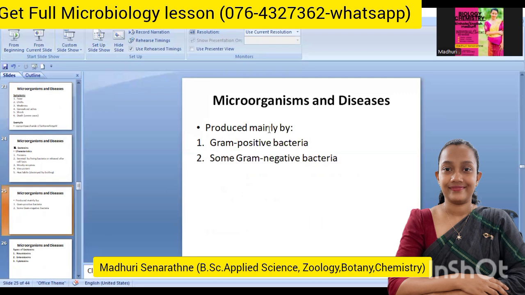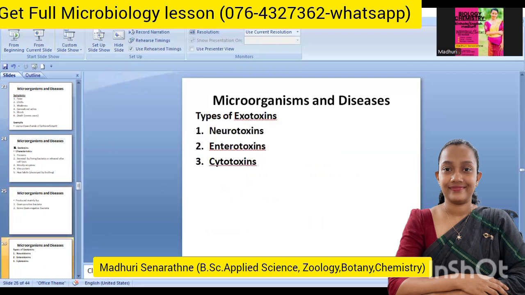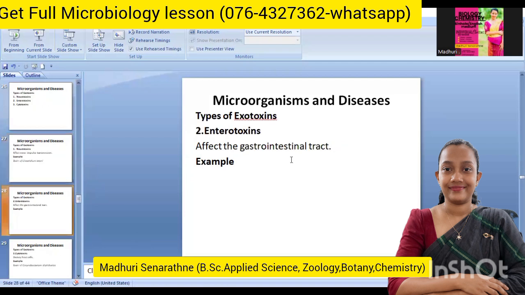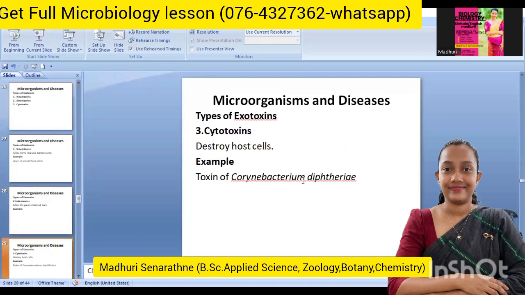Exotoxins are mainly produced by gram-positive bacteria and a few gram-negative bacteria. Types of exotoxins are neurotoxins, enterotoxins, and cytotoxins. First, neurotoxins: they interfere with the normal transmission of nerve impulses. Example, toxin produced by Clostridium tetani. Next one, enterotoxins: they abnormally stimulate cells of the gastrointestinal tract. Example, toxins produced by Vibrio cholerae. Third one, cytotoxins: they damage or kill host cells through biochemical or enzymatic effects. For example, toxins produced by Corynebacterium diphtheriae.